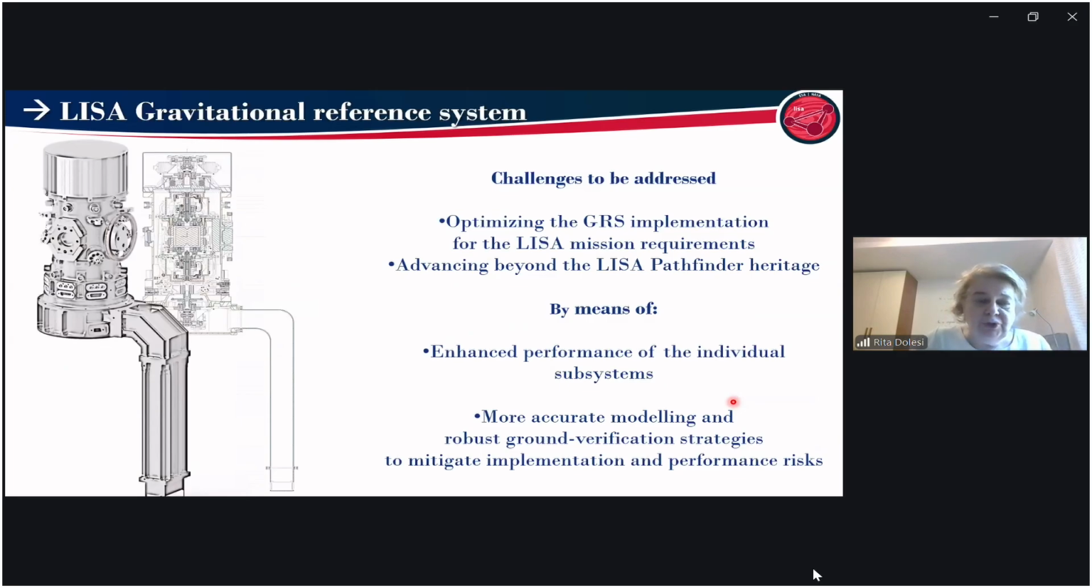So in order to implement and fabricate now a gravitational reference system for LISA, the challenges to be addressed concern optimizing the GRS implementation for the LISA requirements. And this requires us to advance also beyond the LISA Pathfinder heritage. This will be achieved through improved performance of various subsystems and through the development of more accurate models and robust ground verification strategies in order to mitigate all kinds of risks. I will focus in particular on these activities and on the most recent results from the preliminary testing campaign that are part of the setup, the characterization, and the commissioning of this new testing facility on the ground.